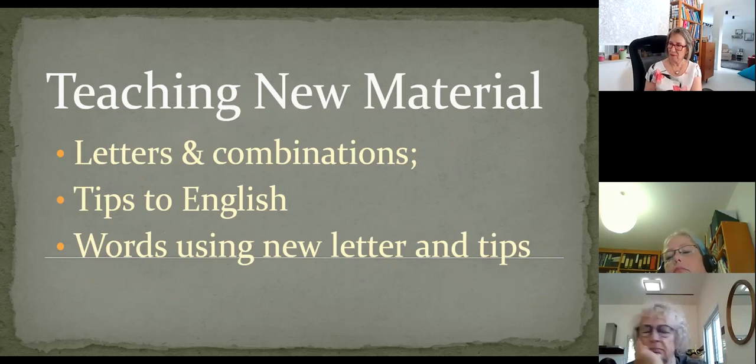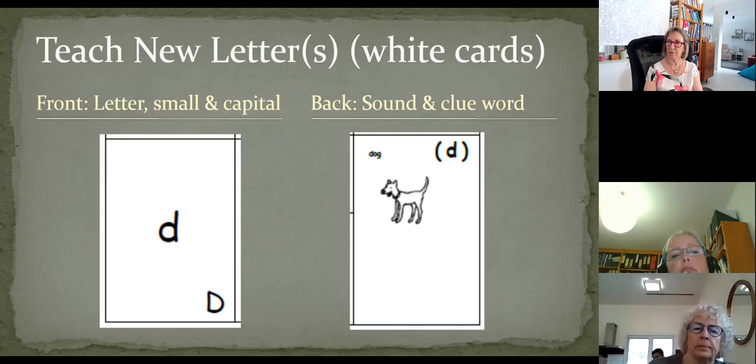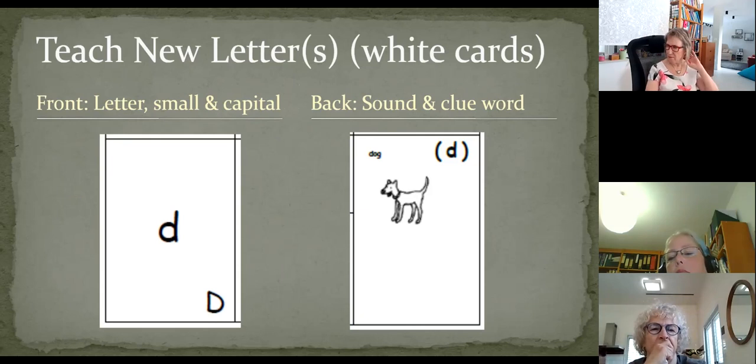So the new material that we teach is a letter or letters, some tips to English, and then words that use the new material and the tips. Go ahead. Here's an example. The letter D, and normally we teach the small form of the letter in the center of the card. We put it because that is by far the more common way that it's going to show up in text that students are going to see. So we focus on lowercase, and in the bottom right-hand corner, we put the uppercase.